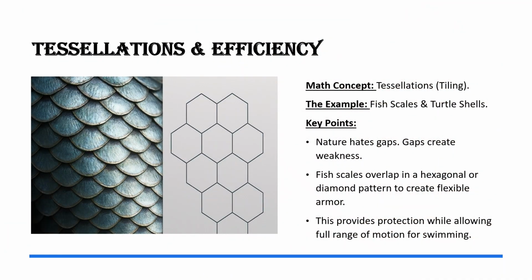Let's also put some light on tessellation efficiency. Now you can visualize fish scales and turtle scales. Nature hates gaps. Gaps create weakness. Fish scales overlap in a hexagonal and diamond pattern to create flexibility and harmony. This provides protection while allowing full range of motion for swimming.